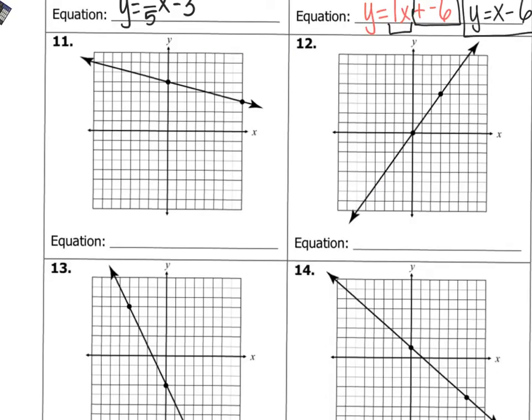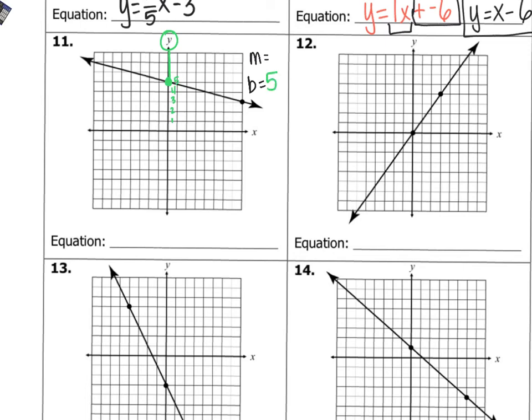All right, and let's look at number 11. So we need to identify what our m is, and m is our slope. And we also need to identify our y-intercept, which is b. So let's find our y-intercept first. I'm going to start on my y-axis and go down, down, down, down, down, and my graph crosses right here on the y-axis. And that location is 1, 2, 3, 4, +5 on the y-axis.